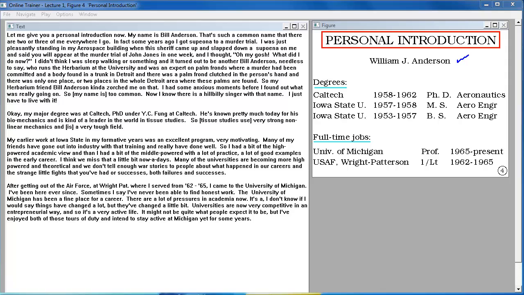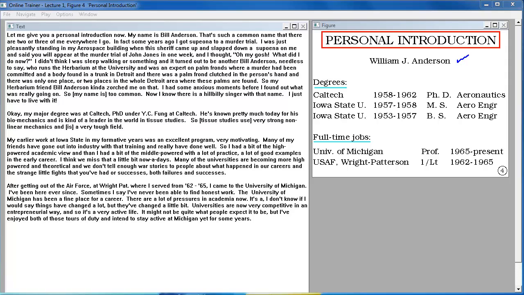In fact, some years ago I got subpoenaed to a murder trial, and I was just pleasantly standing in my aerospace building when this sheriff came up and slapped down a subpoena on me and said, "You will appear at the murder trial of John Jones in 1 week." And I thought, oh my gosh, what did I do now? You know, I didn't think I was sleepwalking or something.